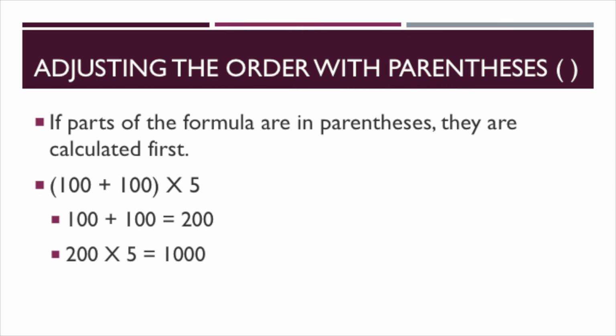Now sometimes we may want to adjust the order in which a calculation is performed. For example, let's take that 100 plus 100 times 5, and we actually want to add the two 100s together before we multiply by 5. We can use parentheses to do this. If we take that same formula but put parentheses around the two 100s, you add the two 100s together before you multiply by 5. So 100 plus 100 equals 200, and 200 times 5 equals 1,000. Always remember parentheses: do that stuff first before you do the stuff outside the parentheses.